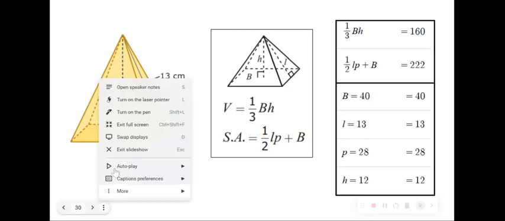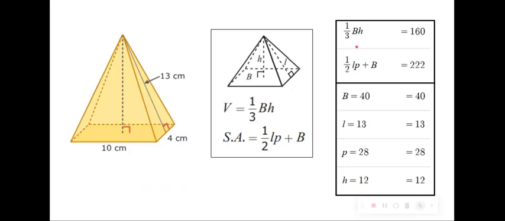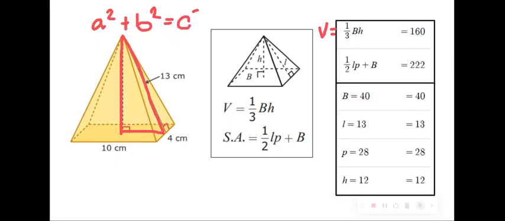Okay, so to be able to solve for your volume, this is the volume formula right here, you need that height. To calculate the height, I'm going to draw my right triangle here. We're going to use Pythagorean theorem, which is a squared plus b squared equals c squared. C is always that hypotenuse. In this case, c is going to be 13 centimeters.